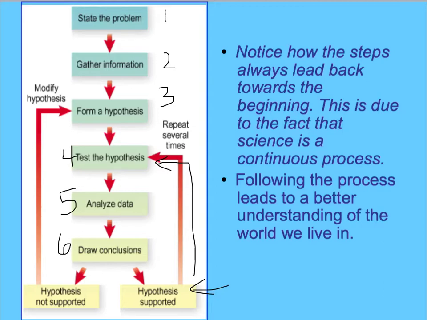So if your hypothesis is not supported, then you're going to want to come back up here and modify your hypothesis, come up with a new experiment, new data, new conclusion, and hopefully you'll be supported. And then you can go this route to retesting or repeating. So you can see that it's definitely a cycle, and it's always going to be a continuous process.